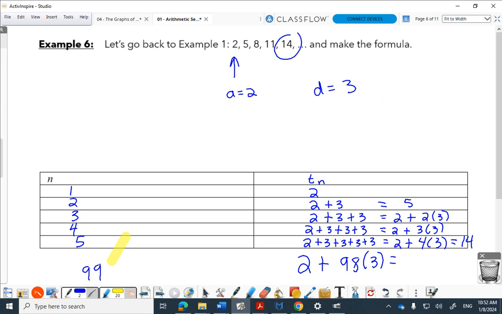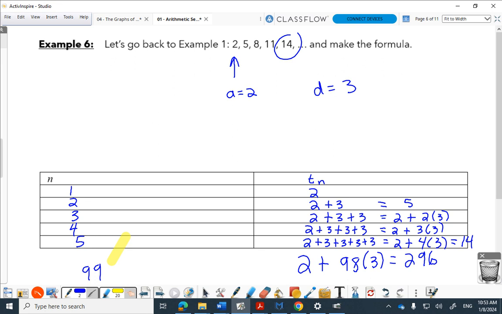Can I do this in my head? Who's got the calculator ready to check if I'm getting old? 296. That's what the formula does. Jumps to any term you want. You don't need to use the table to go up to individual terms anymore.